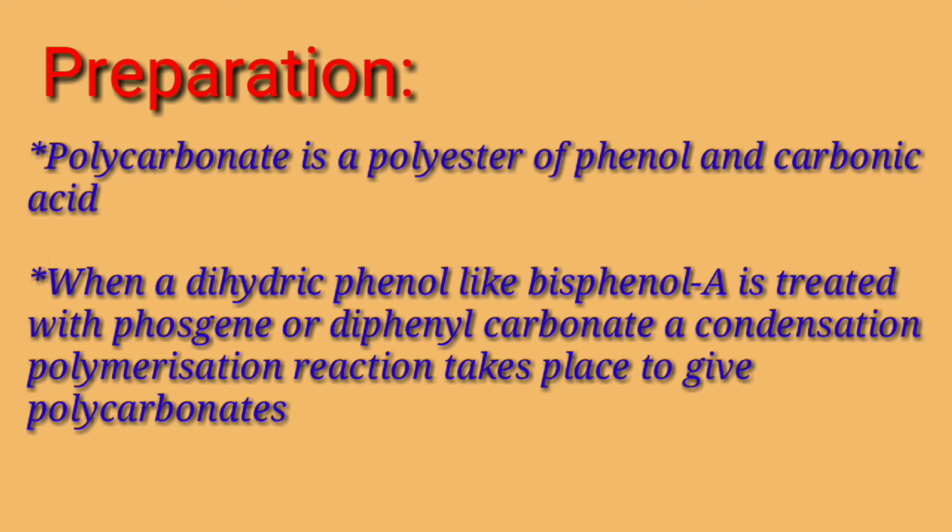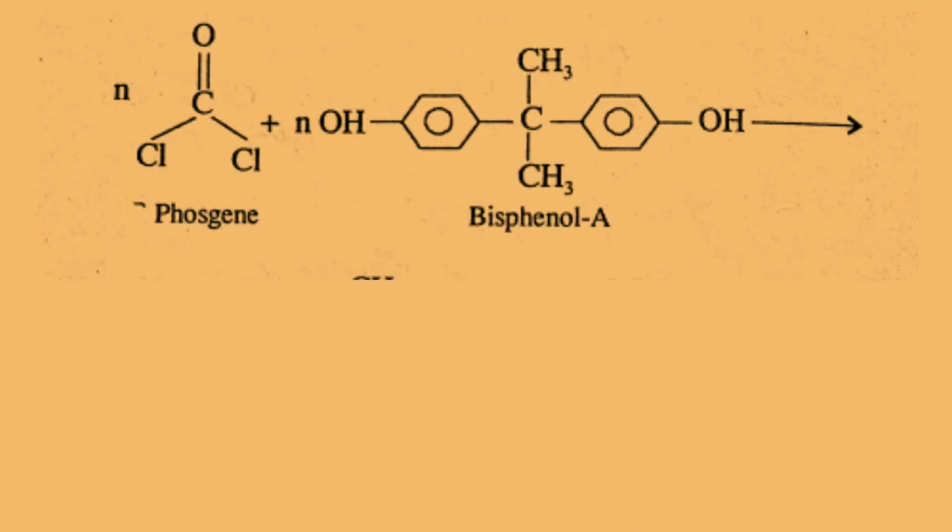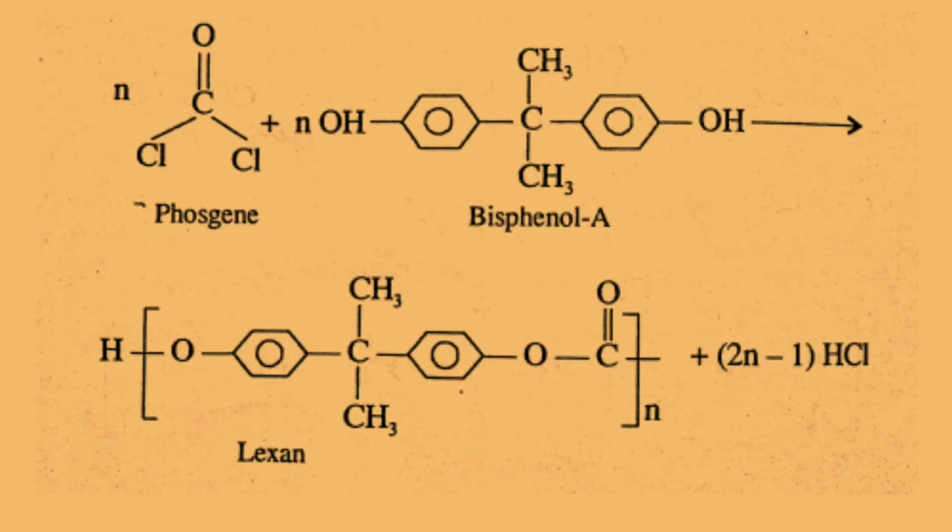When a dihydric phenol like bisphenol A is treated with phosgene or diphenyl carbonate, a condensation polymerization reaction takes place to give polycarbonates. So as shown over here, phosgene is made to react with bisphenol A. We get the formation of Lexan.